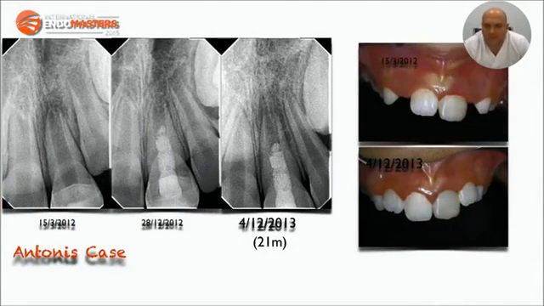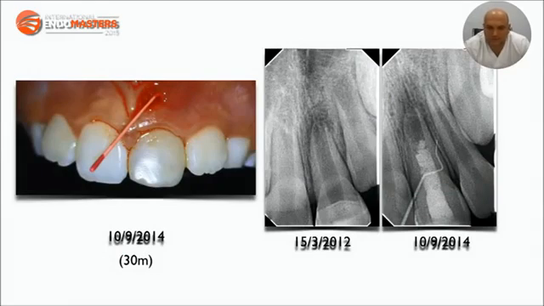And this is the 21 months follow-up of Antonis case. You still believe this is a clinical success? Still the tooth is asymptomatic without any signs of infection. However, I can detect that something is going on at the apex of the immature root. And this is the 30 months recall of Antonis case. It's not only a biological failure, but it's also a clinical failure.